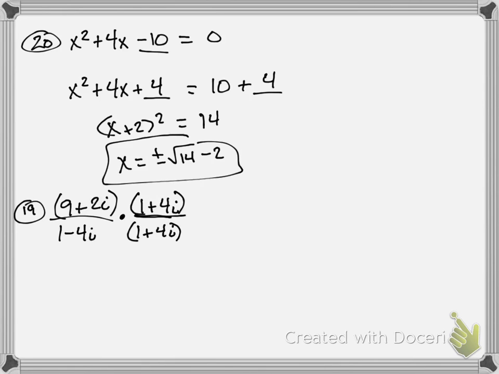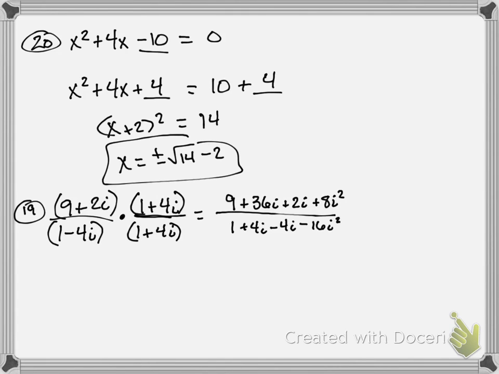Okay? This turns into some of these problems like we did earlier. So let's do just the top first. 9 times 1 is 9. 9 times 4i is 36i. 2i times 1 is plus 2i. 2i times 4i is plus 8i squared. Good. All right, this on bottom, you got 1 plus 4i minus 4i minus 16i squared.